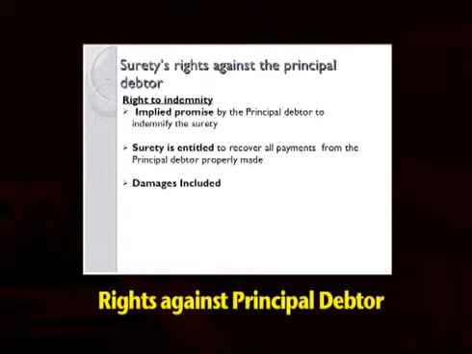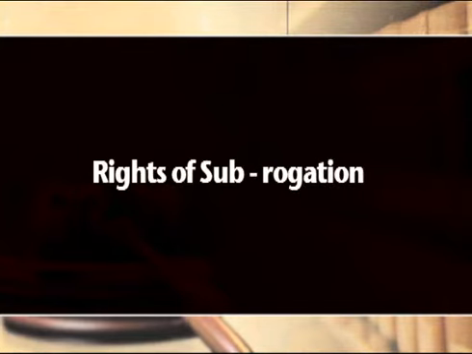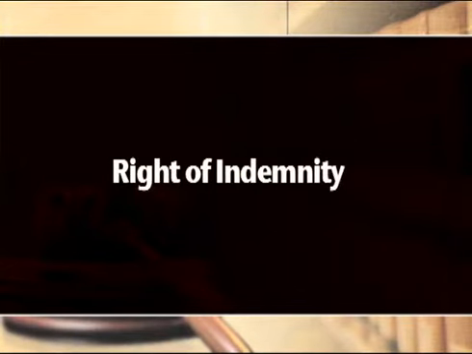Rights against principal debtor. Number 1, right to give notice. Whenever creditor comes to surety for the purpose of seeking payment, surety can give a notice to principal debtor to settle the debt. Rights of subrogation. Subrogation is a process where rights will get shifted from one person to another. If surety makes payment to creditor, surety gets all rights of creditor by subrogation, and from then onwards surety can behave like a creditor.